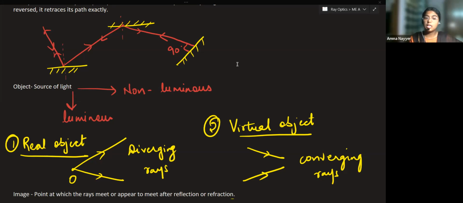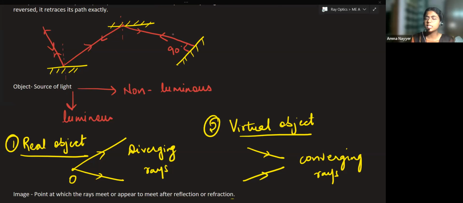Always remember this. This can be asked in your theoretical 1 mark or 2 mark or short answer questions. There you can be asked to write these facts. So these are basically diverging rays. And then comes the group when you have a virtual object. A virtual object you can understand in this way.